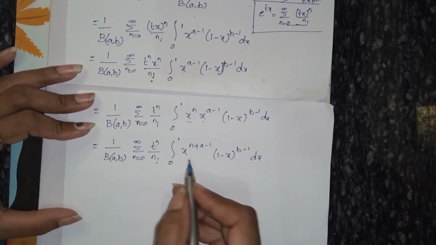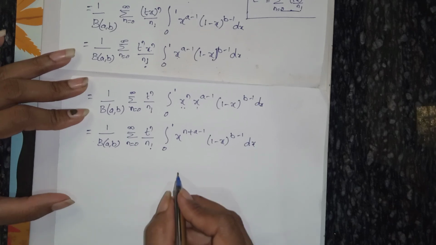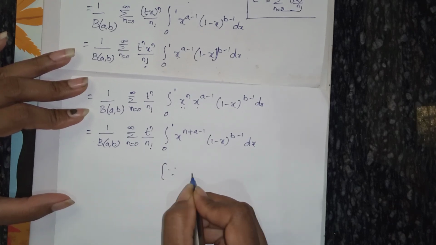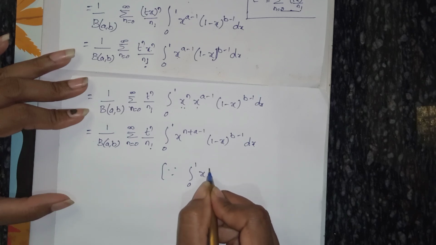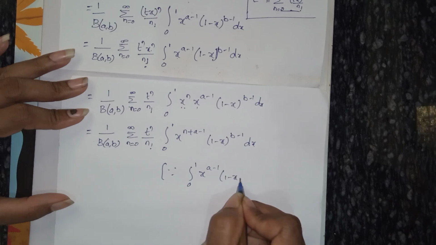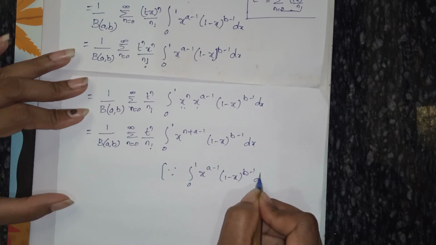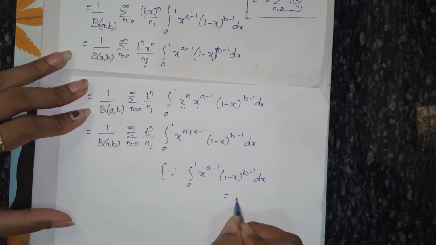If we observe these two terms, it is in the form of a beta integral. Let's see, what is the beta integral formula? Integration 0 to 1 of x to the power of a minus 1 into (1 minus x) to the power of b minus 1 dx. Isn't it? So if you compare these two, what can we write? This one here, B(a, b) we can write.